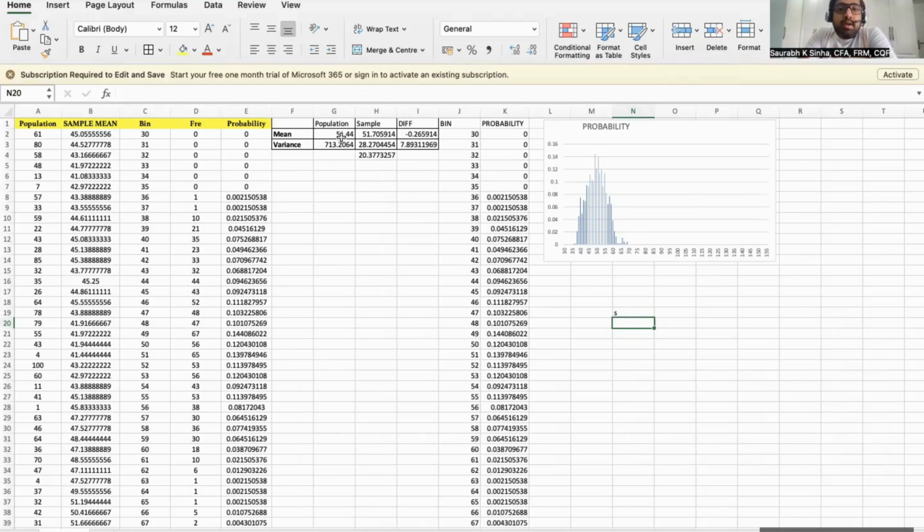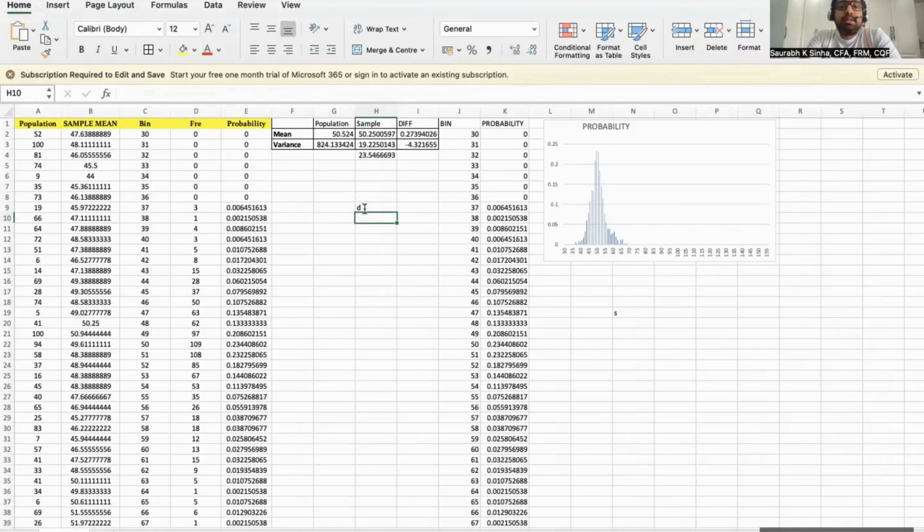Another, we calculated the mean of the population. This is the population mean, 51.44. I said that the sample mean should be equal to the population mean. But see, there is a difference. The difference is negative 0.265914.